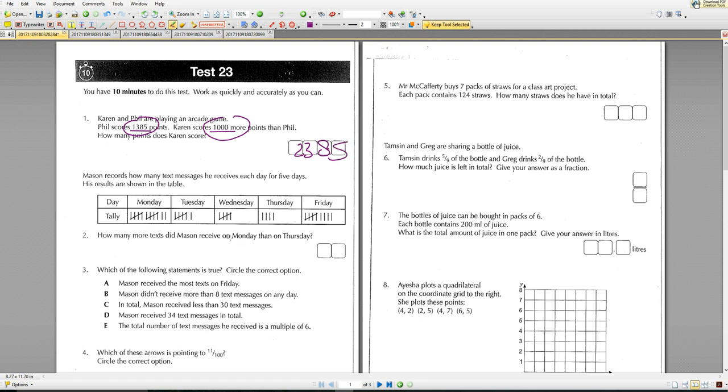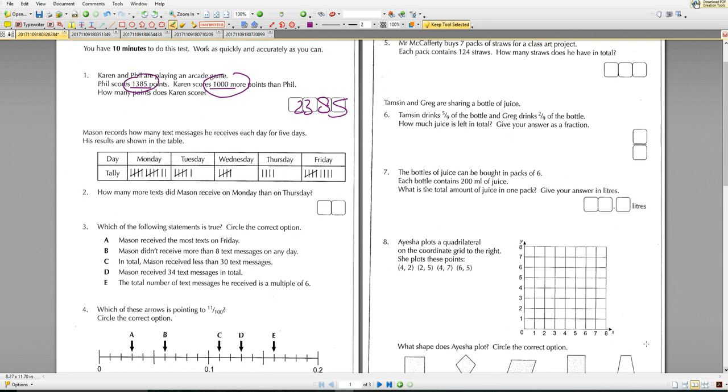Mason records how many text messages he receives each day for 5 days. His results are shown in the table. So we have a tally table below. So how many more texts did Mason receive on Monday than on Thursday? So on Monday we have, this represents 5. This represents 5 and there's another extra 2 there. So we have 12 on Monday. And it's between Monday and Thursday. And on Thursday we only have 4.